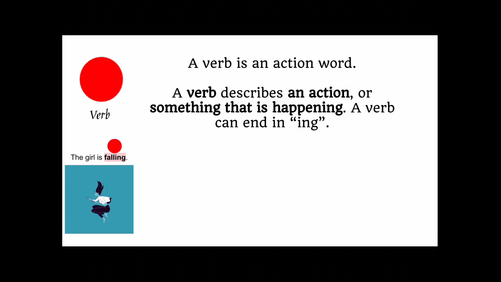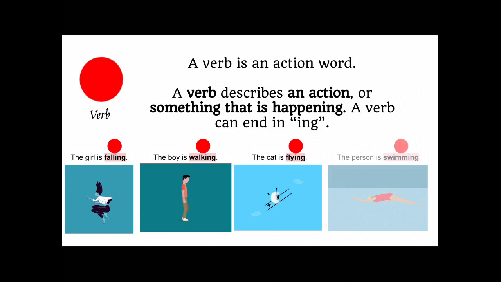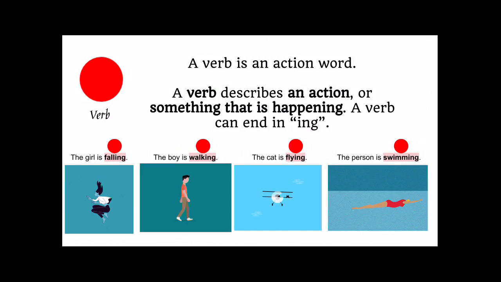The girl is falling. Notice that verb is right above the word falling. The boy is walking. The cat is flying. Careful, cat. The person is swimming. So, these are all action words. I put that red circle above the verb in the sentence.